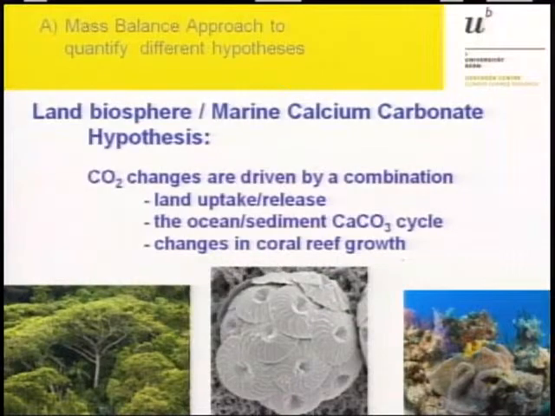So other hypotheses need to be tested, and I will just present here the one that we prefer, and that's a combination of land biosphere processes and also changes in the marine calcium carbonate cycle. The changes in the marine calcium carbonate cycle may involve ocean sediment interactions, such as carbonate compensation in response to earlier uptake, or changes in calcite production, or they may involve changes in coral reef growth. Those processes are not isotopically distinguishable.